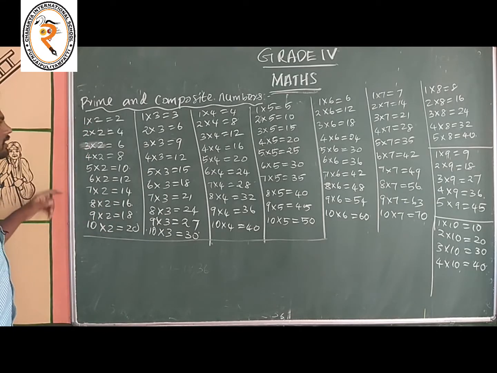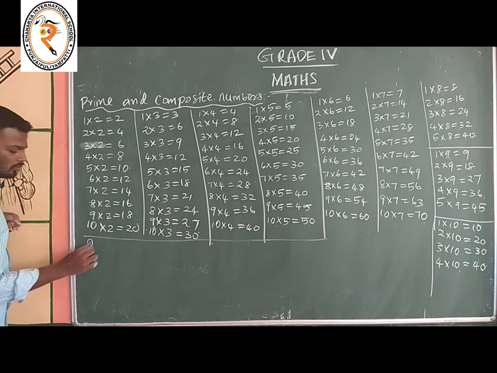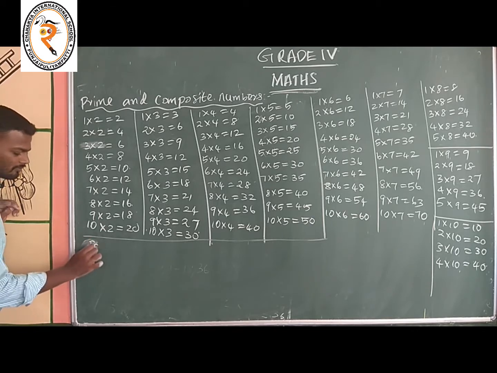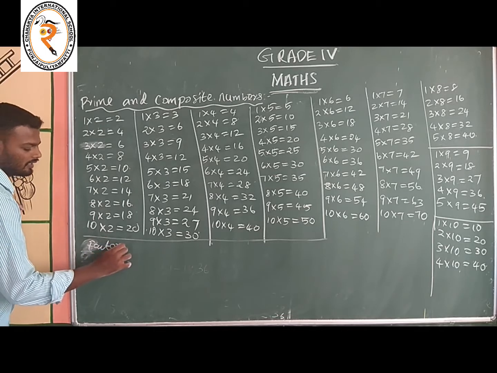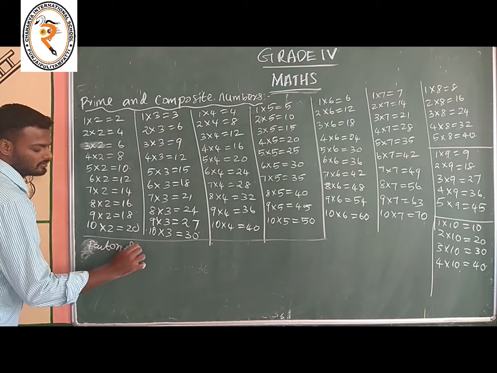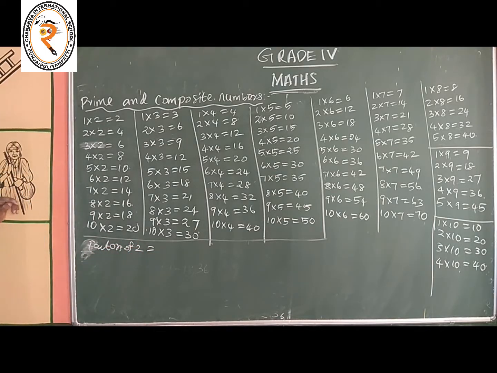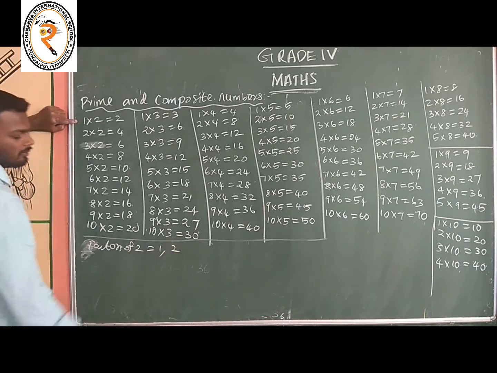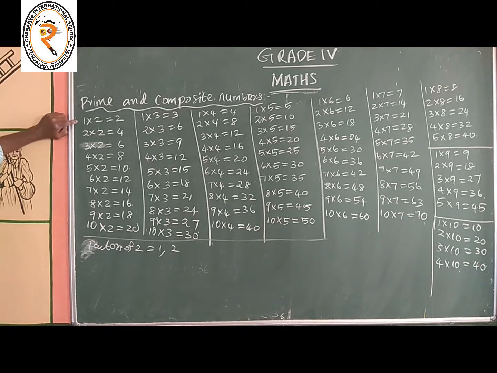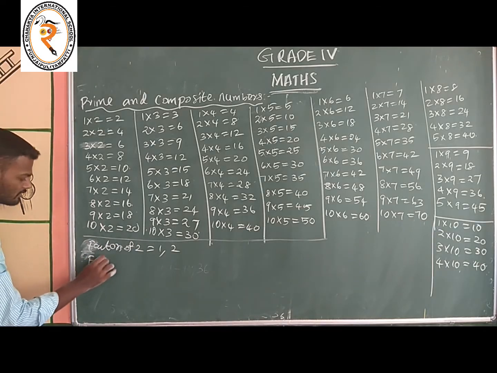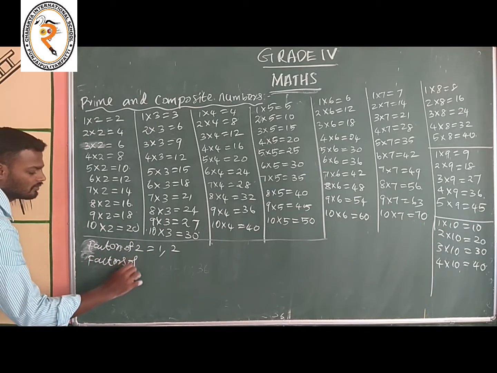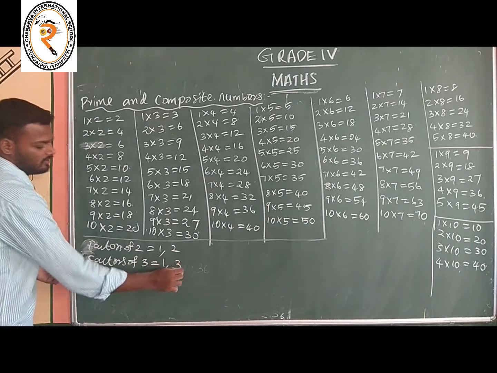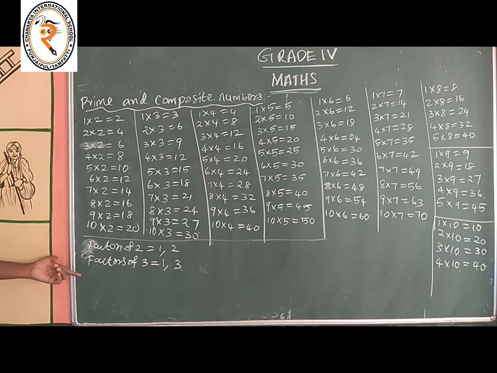Second, the number 2. Factors of 2: 2 comes in the first table and the second table. Next one, factors of 3. 3 comes in the first table and the third table.